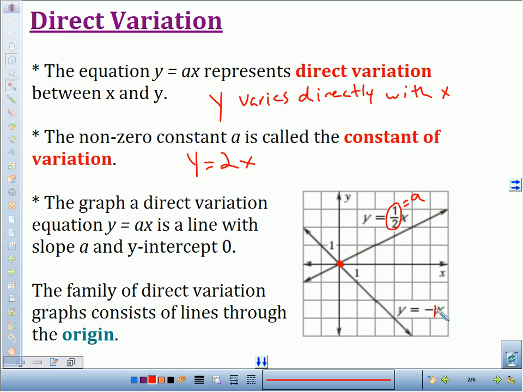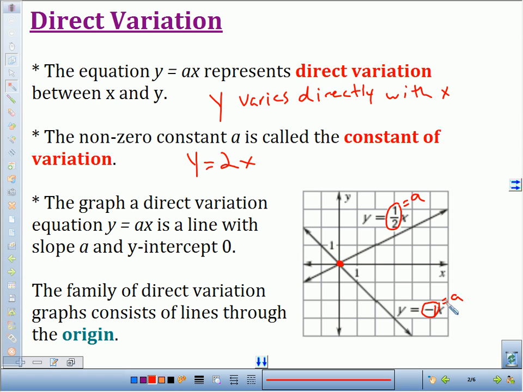And it's the same for negatives. Here we have -1 for a slope. That is our constant of variation. The constant of variation can be positive or negative. It can be 1, that's fine. It just can't be the number 0.